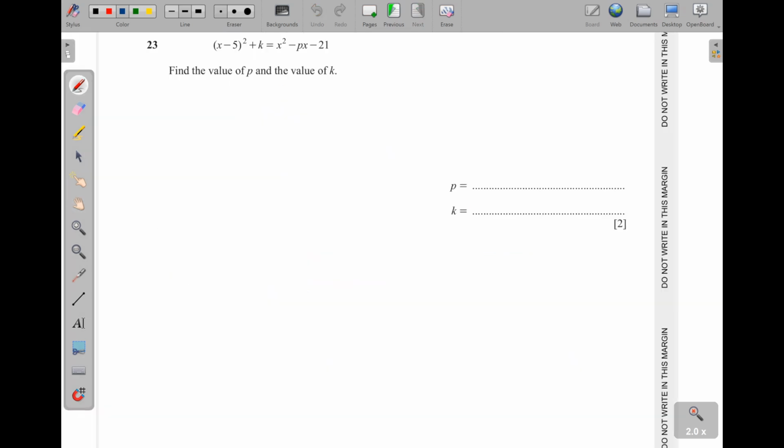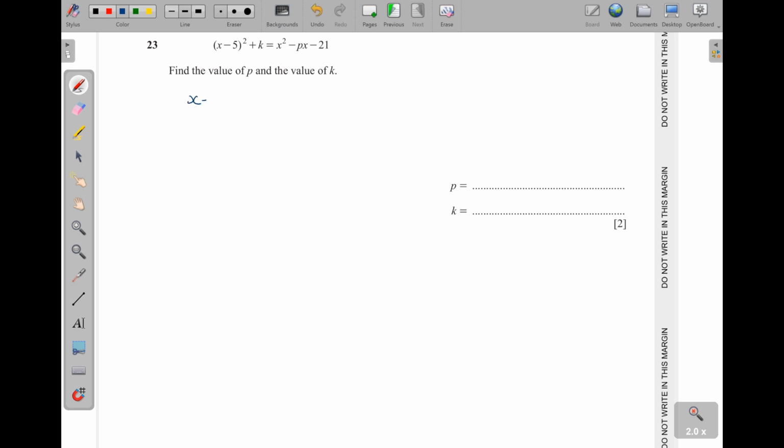Question 23. (x minus 5) squared plus k is equal to x squared minus px minus 21. Find the value of p and the value of k. There are two methods you can use here. Number one is completing squares, or you can expand and equate coefficients. So suppose we expand and equate coefficients.